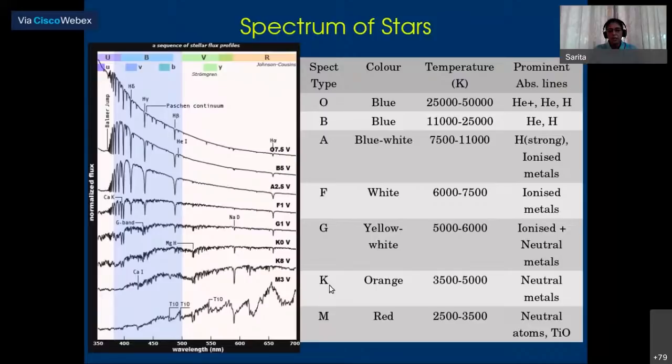Then when you come to the K-type, these stars appear orange in color. Their surface temperature is 3,500 to 5,000 Kelvin, and these comprise neutral metals. When you come to the coolest stars, the M-type stars, these are reddish in color, and the surface temperature is around 2,500 to 3,500 Kelvin. The absorption lines are characteristic of neutral atoms, and you can also have some molecules like titanium oxide and so on, even CH probably.